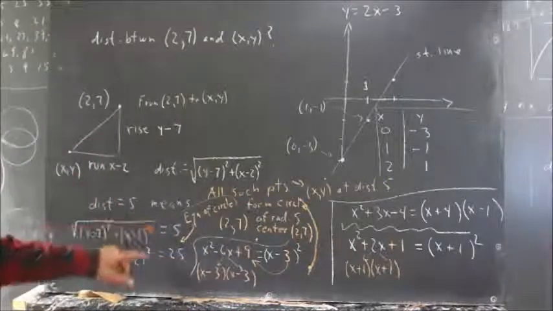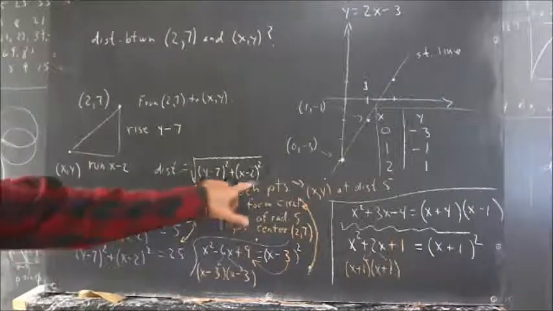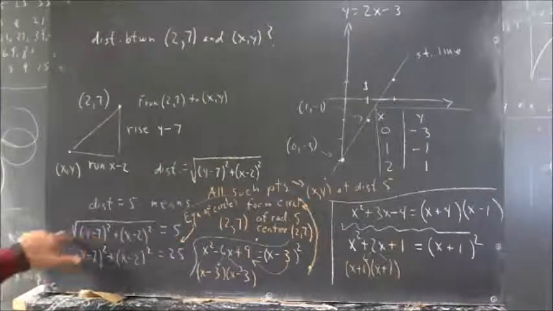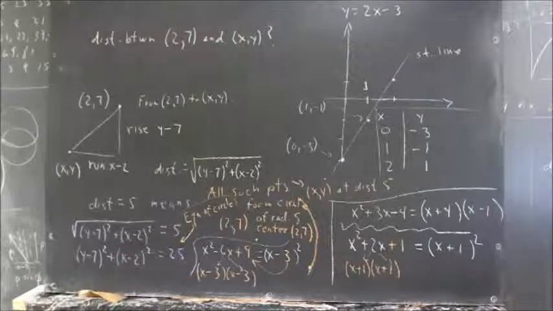Of the circle. Either of these would be an equation for the circle, because all this equation says is that the distance from (2, 7) to (x, y) is 5. Okay, there's the distance is 5. Squaring both sides, we get a completely equivalent equation.